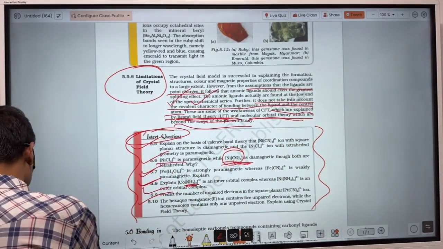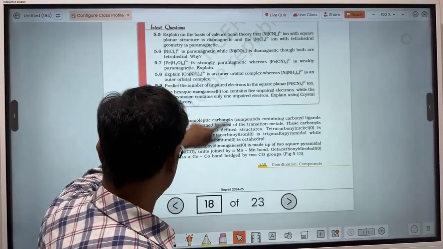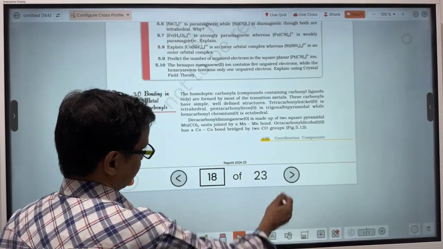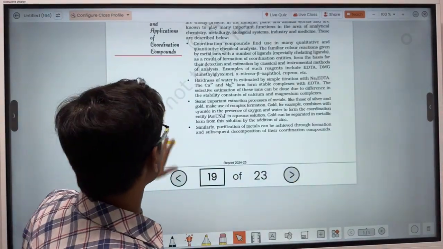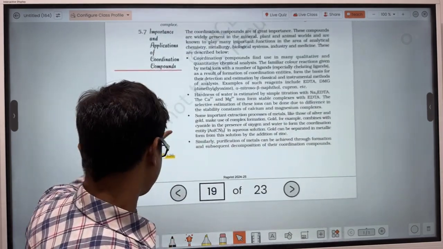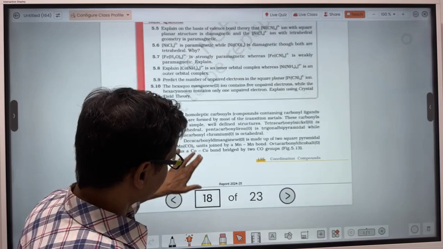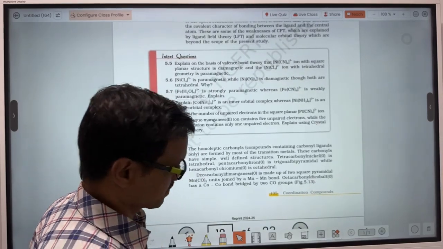Now let's see bonding in metal carbonyls. About that we will discuss in the next class. In the next class we will discuss bonding in metal carbonyls, which is not so lengthy. About that we will discuss in the next video.